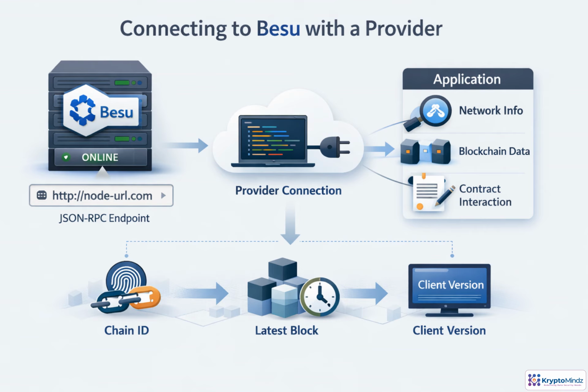Before writing contract integration code, confirm that your Besu node is online and exposing the JSON-RPC endpoint you expect. The provider is the application's bridge to that endpoint, whether you create it with Ethers.js or Web3.js. Once connected, run a quick sanity check. Read the chain ID, latest block, or client version. Those values confirm you are on the right network before querying state or preparing contract calls.